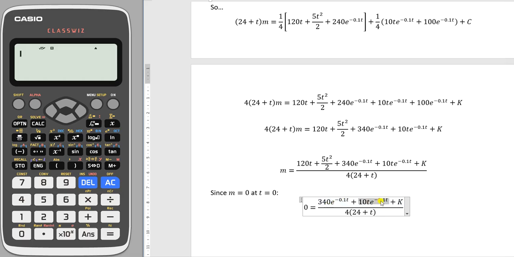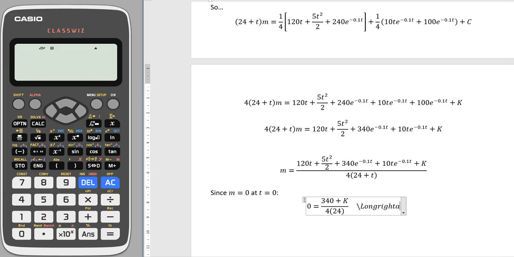Even t e to the minus 0.1t, that's going to disappear too. The 24 plus t on the bottom just becomes 24. And then the only bit that actually gives us a value is e to the minus 0.1 times 0, which will give e to the 0, which is 1. So we get 340 plus k over 4 times 24.